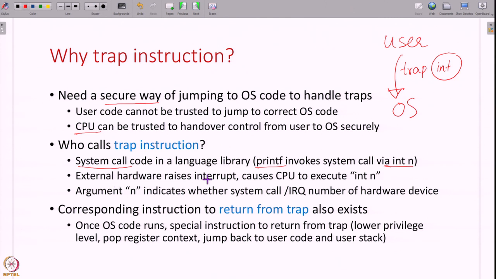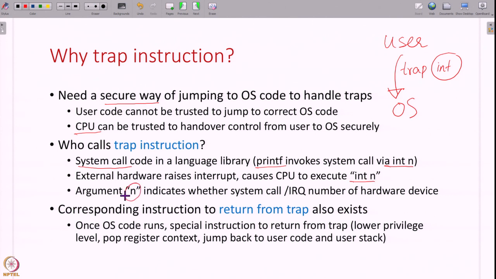Then when interrupts happen, the external hardware will send a signal to the CPU, and that will cause the CPU to execute the int n instruction. This is not triggered by the user, but by the external hardware. So whether it is triggered by the software or the external hardware, the end result is that whenever we want to jump into OS code, the CPU will execute this int n instruction.